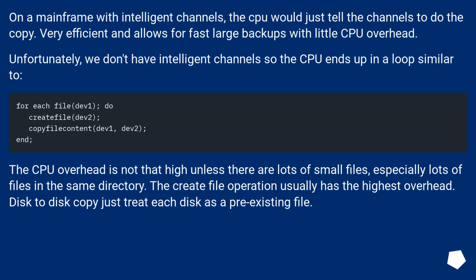The CPU overhead is not that high unless there are lots of small files, especially lots of files in the same directory. The create file operation usually has the highest overhead. Disk-to-disk copy just treats each disk as a pre-existing file.